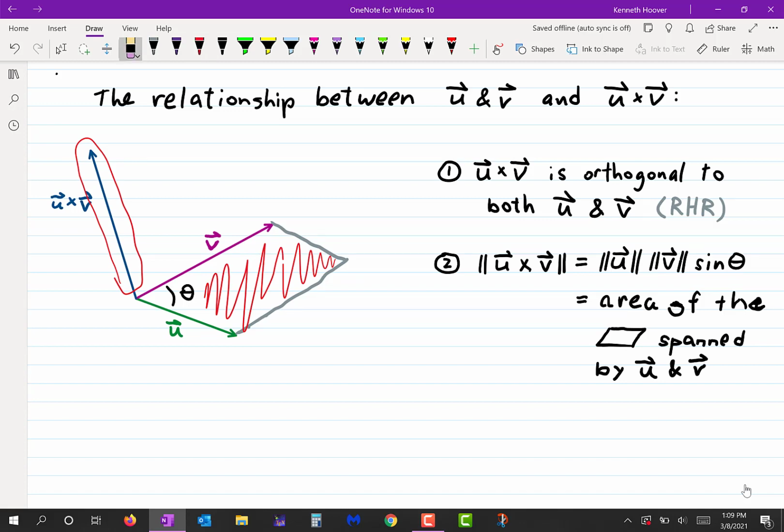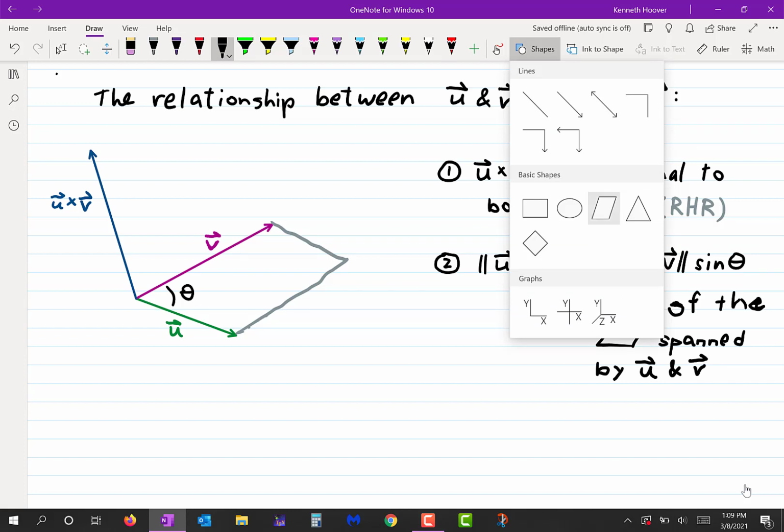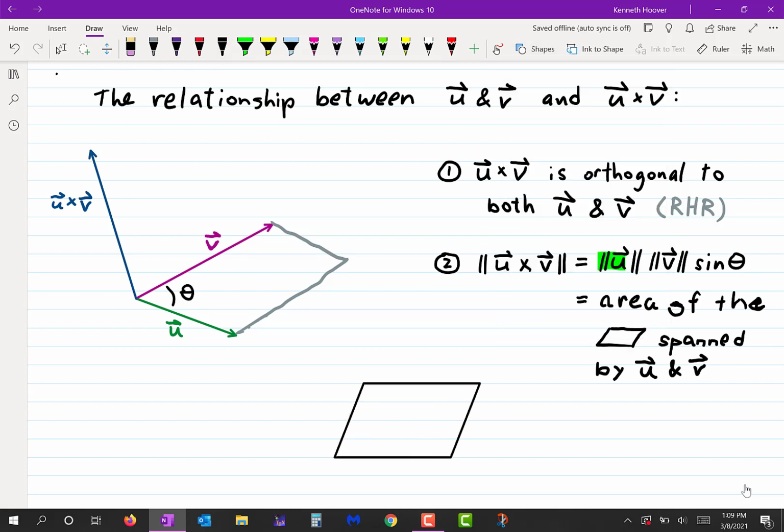That seems surprising, but let me show you why that's true. It is surprising until you think about it, and then it actually is going to make sense. It all comes from this formula right here, okay? Because, look, let me draw a parallelogram. I'll just draw this one flat, okay? Let's just look at this.